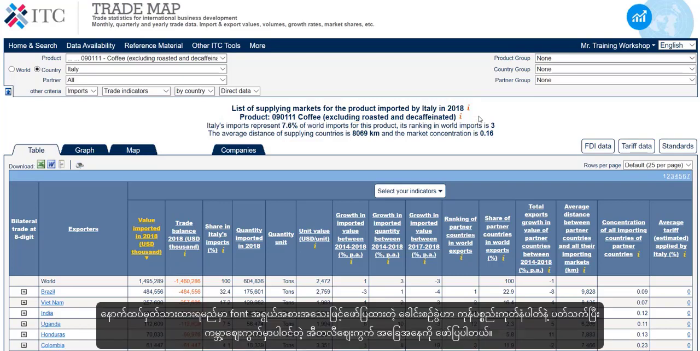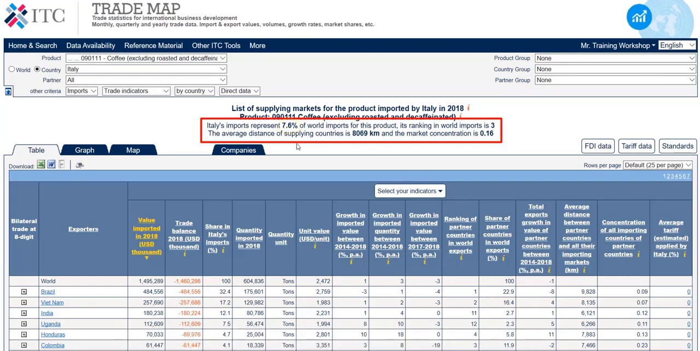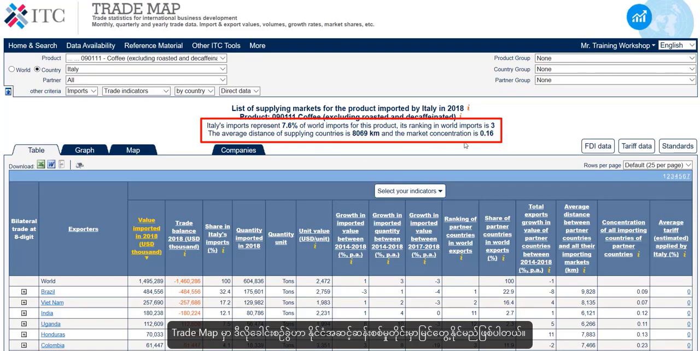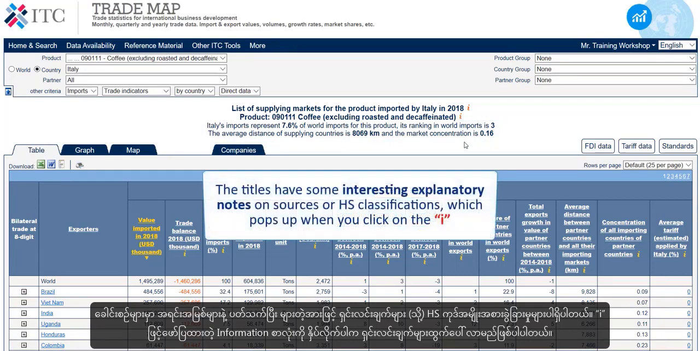Note also the subtitle in smaller font that identifies the situation of the Italian market within the global market for the product code. Specifically, it states that Italy is importer number 3 in the world, with a share of 7.6% of total imports. This kind of subtitle is available in all country-level analyses in TradeMap. Often, the titles have some interesting explanatory notes on sources or HS classifications, which pop up when you click on the eye.